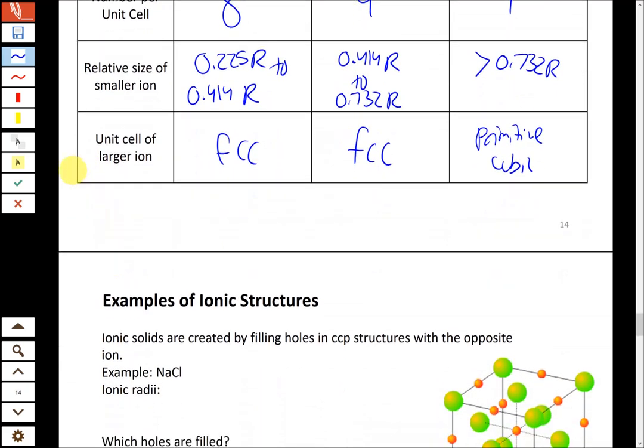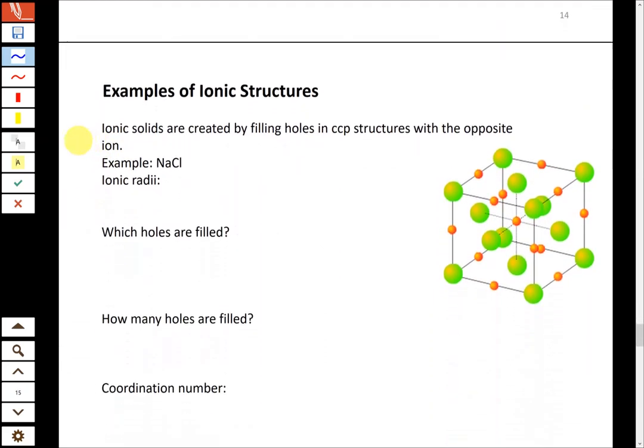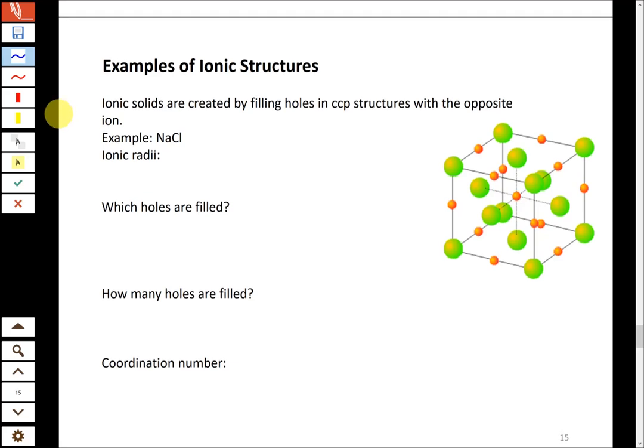All right, so let's go on and talk about some examples of ionic structures to see this in practice. As we said, ionic solids are created by filling holes in the structure with the opposite ion. So let's talk about sodium chloride, NaCl. The ionic radii of sodium and chloride, again, are not numbers that you have to memorize, but I'm going to give them to you here. It's 102 picometers for Na+, and for Cl-, it's 181, sorry. As we said, the anions are usually larger, because we're adding electrons to the anions, which expands the radius.